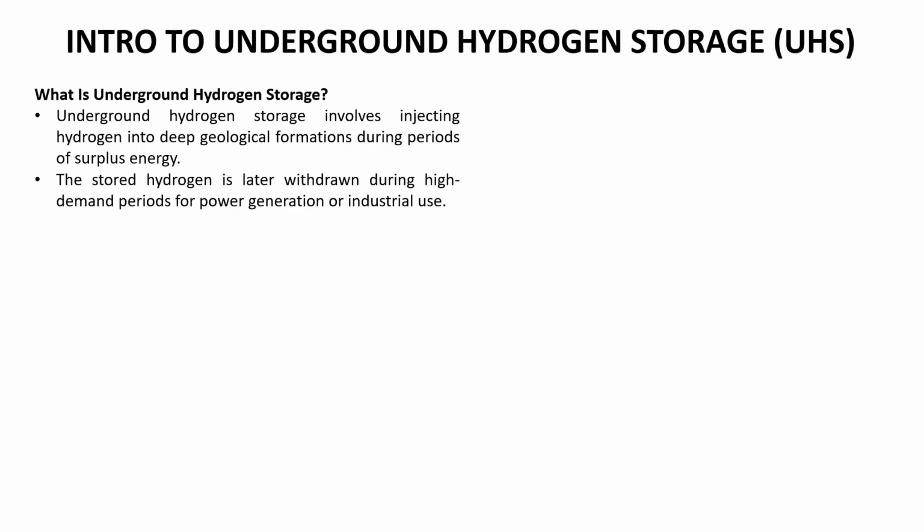Here, the basic concept is that during periods when renewable energy is abundant, such as days when you have windy and sunny weather, hydrogen can be produced and injected into deep geological formations. This stored hydrogen can then be withdrawn later during high demand periods, such as the winter, in which the hydrogen withdrawal is used for power generation or industrial applications. And this gives us a way to balance the grid and smooth out intermittency of renewables. But then, why is it important? Why store hydrogen underground?